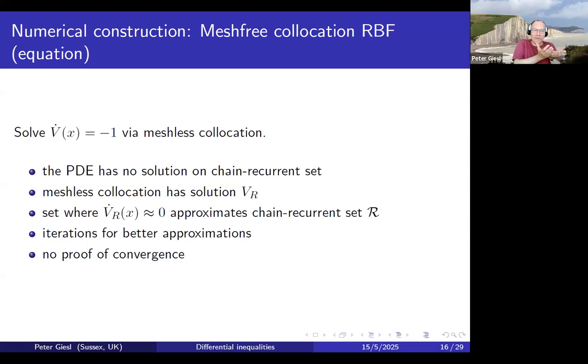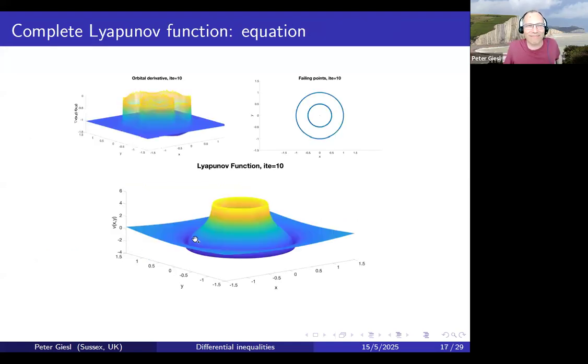We can't use really any theory because this doesn't have a solution. So we have no proof of convergence or whatever. We've tried some iterations for better approximation, but the results computationally are quite nice. So basically, this is the system. We've used the meshfree collocation to approximate the solution to v dot is -1. So this is v dot, gradient v times f. And as you see, it's mostly -1, as we've approximated it.